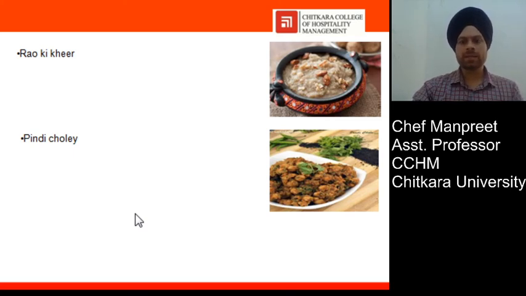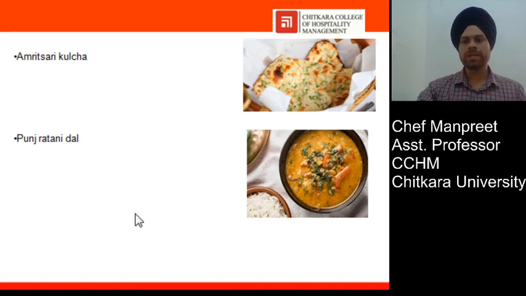Pindi chole is a delicacy from Rawalpindi, Punjab, and due to political disintegration, Rawalpindi is now in Pakistan, but this delicacy has come from that particular region, and this is a dry preparation of white chana along with some spices. Amritsari kulcha is very much famous all around the globe because it can be stuffed or unstuffed, but it should be cooked with refined flour and baked inside the tandoori oven.